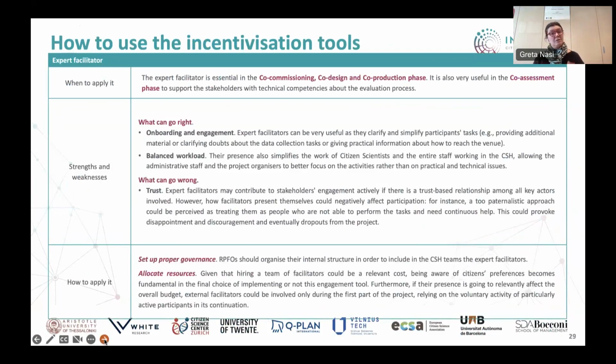Expert facilitation. Well, this is very important. Expert facilitation has to be used across all phases, because it is the way in which you can create trust and at the same time onboard people, making sure that they feel at ease. What's relevant is to set up a proper governance and also allocate resources for this, because it comes at a cost. And again, you need to take it into account.